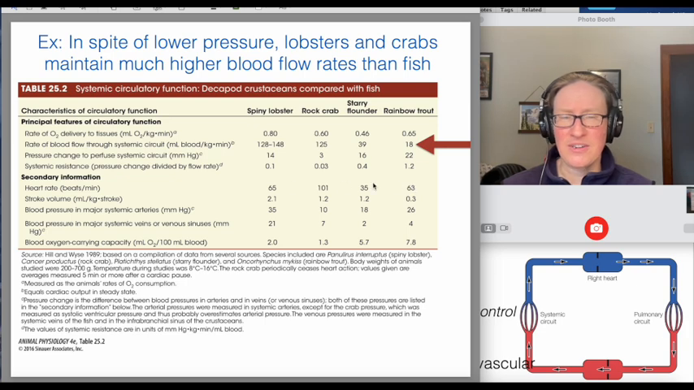There's not really a major difference in heart rate. Heart stroke volume doesn't tell the whole picture. So really it gets down to lowered resistance.